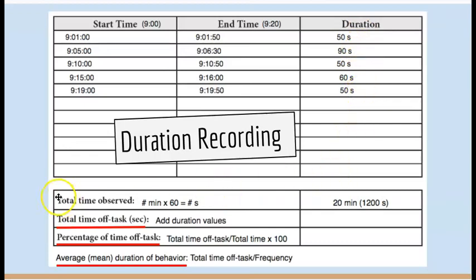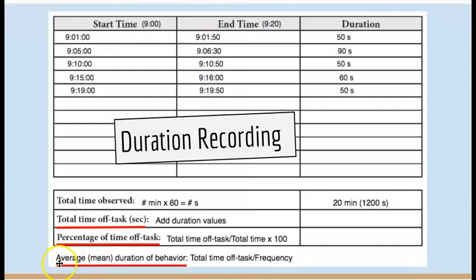So then, from that information, the start time was 9 o'clock. The end time of my observations was 9:20. I could say within that 20-minute period, the total time that I observed was 20 minutes, 1,200 seconds, right? And then if I'm measuring off-task behaviors, I could look at the total time off task, add all of these up, and from there determine the percentage of time off task. The total time off task divided by the total time times 100 would give me a percentage.